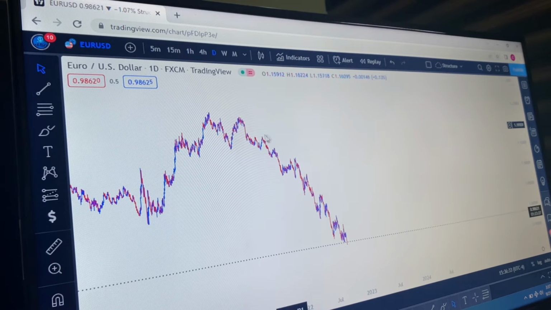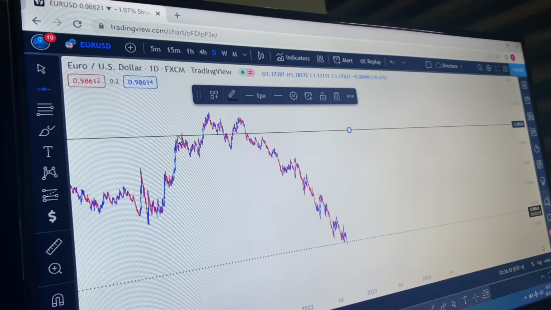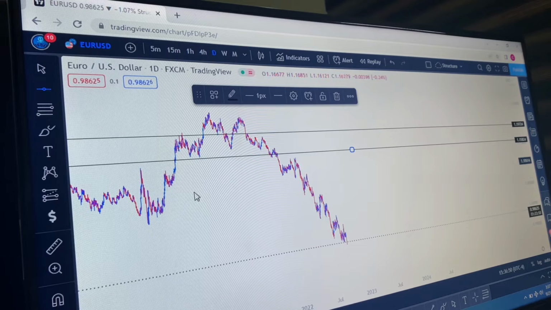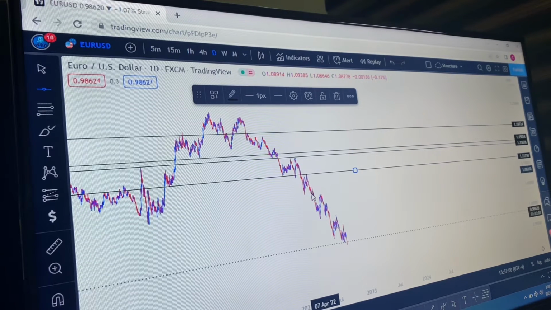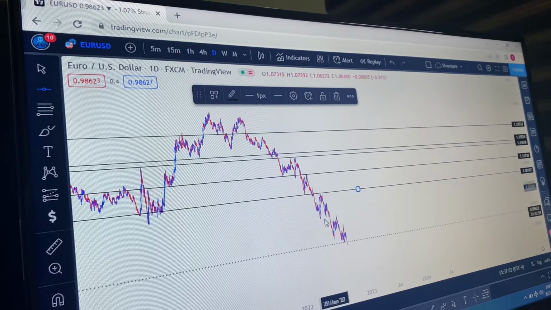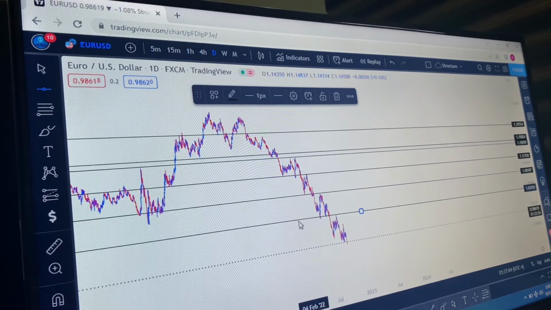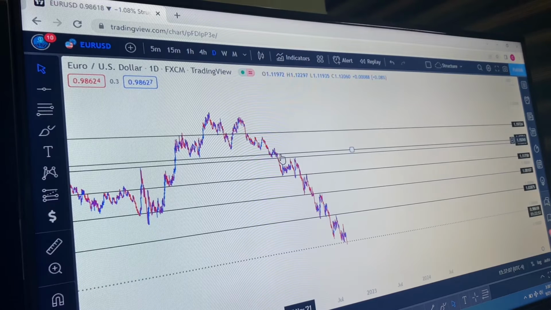So support and resistance now. We say what? This is acting as what? Let's mark a major support and resistance zone. We have a major support and resistance zone here. We have another major support and resistance zone here, right? We have another major support and resistance zone where? Right here. I will adjust this later. We have another major support and resistance zone here. We have another one here. We have another one here. Let's adjust this.